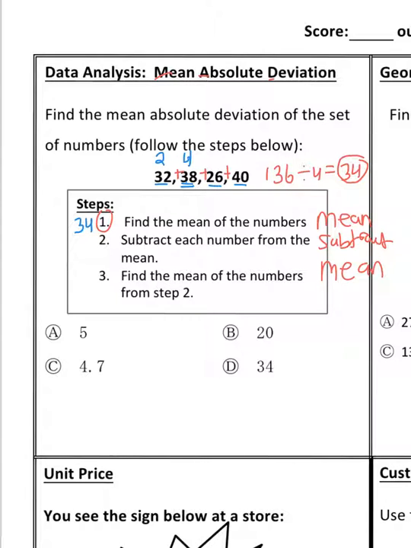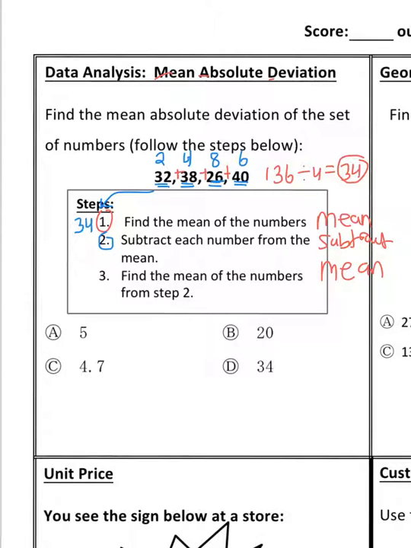Make my 4 a little neater. For the third one, you do the 34 minus the 26, and you get 8. And for the fourth number, 40 minus the 34, you get 6. So we subtracted each one of these numbers with our mean, 34. Remember, no negatives. So, step 2 is done.